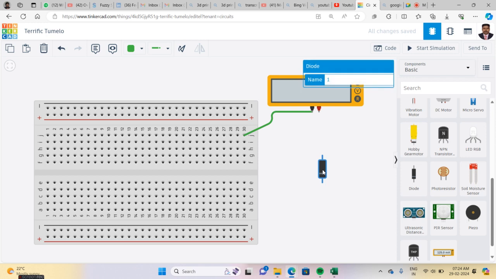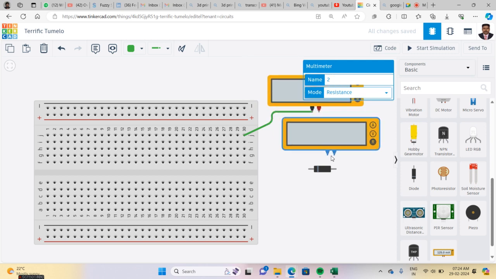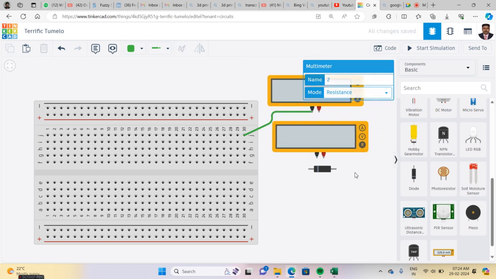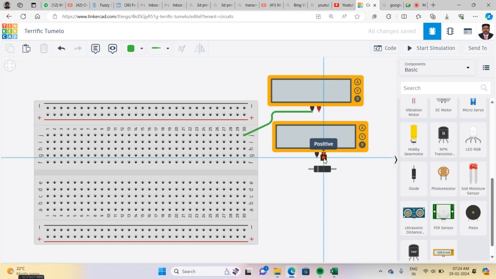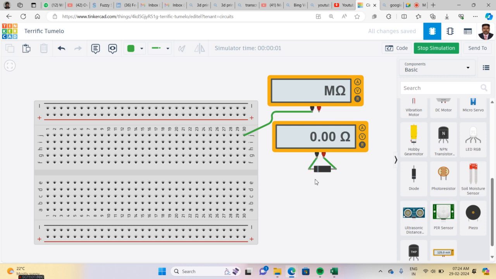Your diode. So the same experiment we are going to do with this diode also. Here I am taking the positive terminal to the anode and the negative terminal to the cathode, then I run, it shows 0 ohm. Am I correct? Yes, 0 ohm. So now it is acting as a conductor.